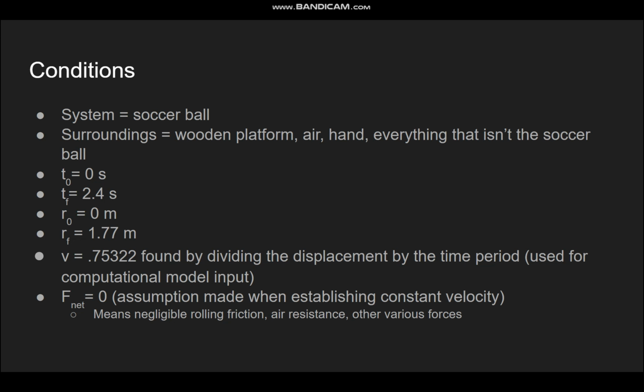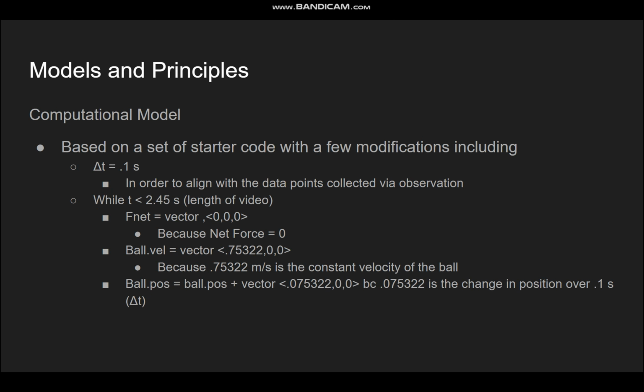Models and principles. I'll provide a brief overview of my computational model. It was based on a set of starter code with a few modifications, including delta t equals 0.1 seconds instead of 0.01 seconds. This change was made in order to align with the data points collected via observation and simplify analysis. For our while loop, I set t less than 2.45 seconds, which is the length of the video, plus a little wiggle room.